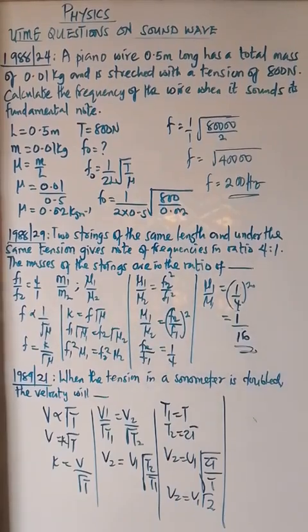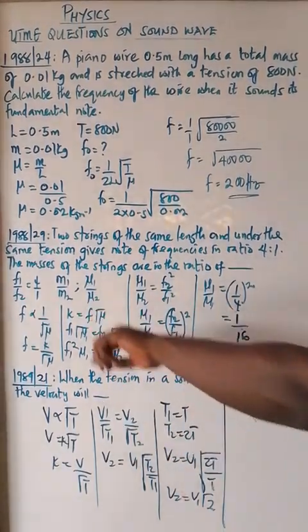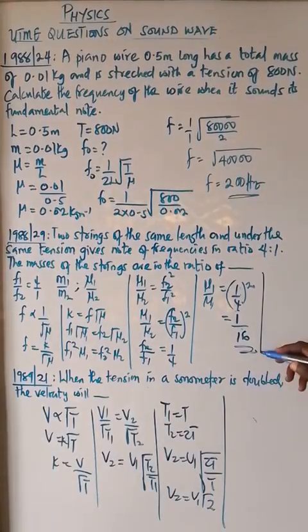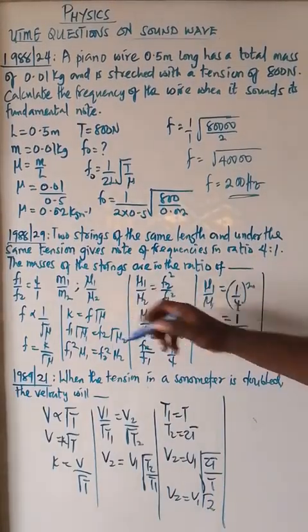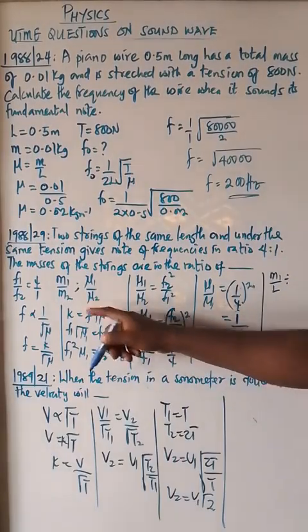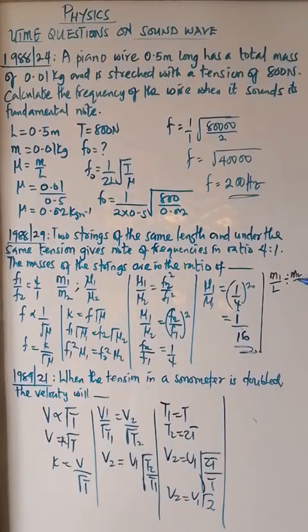Here you might be wondering that we are told to look for the ratio of the masses, not mass per unit length, but they are equivalent. We can show that mathematically. mu1 can be written as m1 over L, mass per unit length, divided by mu2, which is m2 over L. Since the length is fixed, that's m1 over L times L over m2. The lengths cancel, giving m1 over m2. So if you divide mu1 by mu2, you still get m1 over m2 because the length will cancel out.